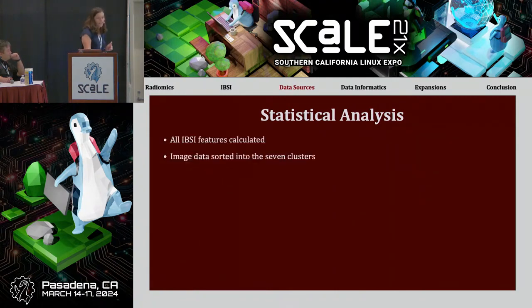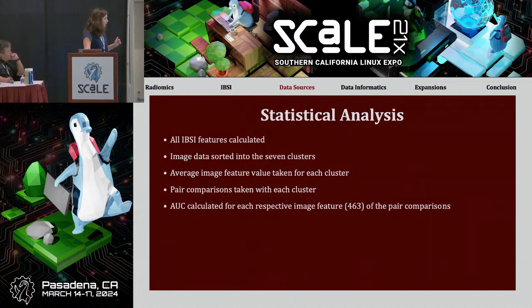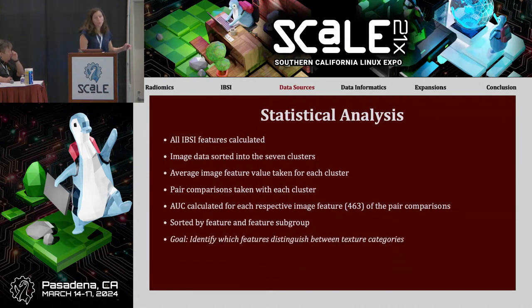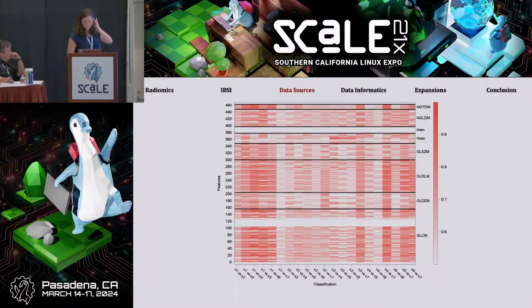So for our statistical analysis for this, we threw all 112 Brodatz textures through our IBSI radiomic package, with these different clusters as part of the labeling. We averaged the image feature value taken for each cluster. We took pair comparisons, which generated an AUC or area under the curve value. That's a metric we're using for comparing the similarities. And these were also sorted by feature and feature subgroup. And the ultimate goal was to identify which features distinguish between texture categories and which features were relatively consistent across similar texture categories. So this was the behemoth of a heat map we generated.